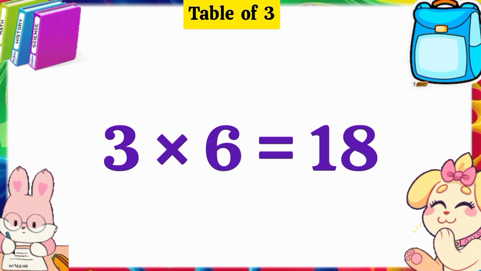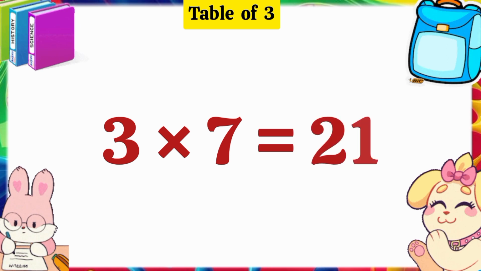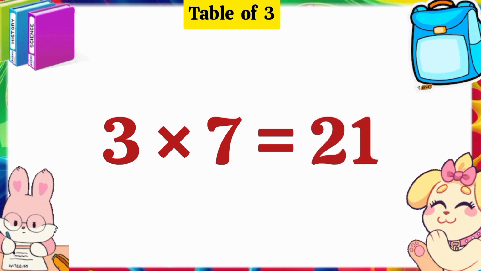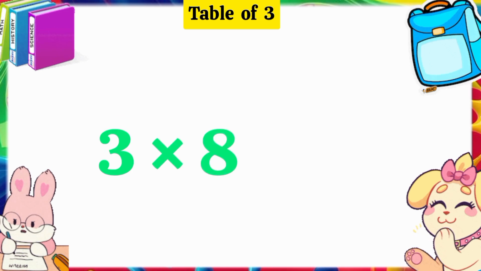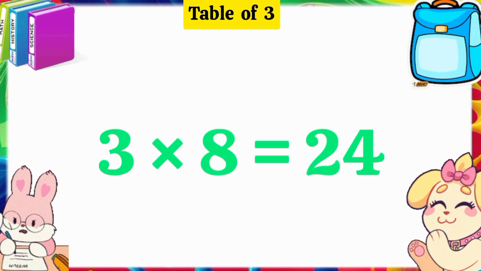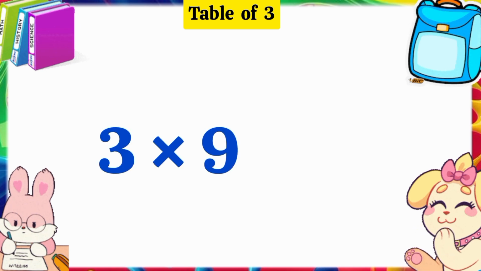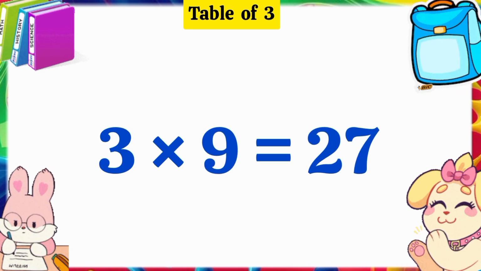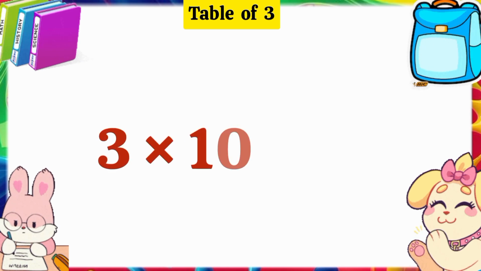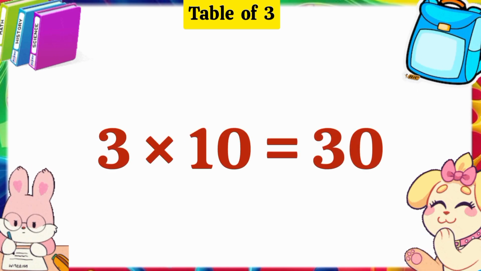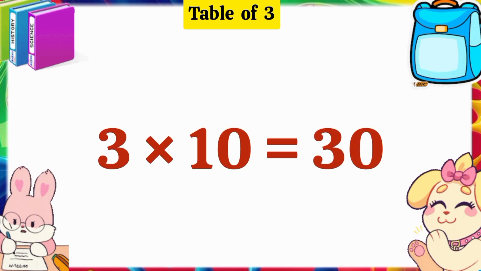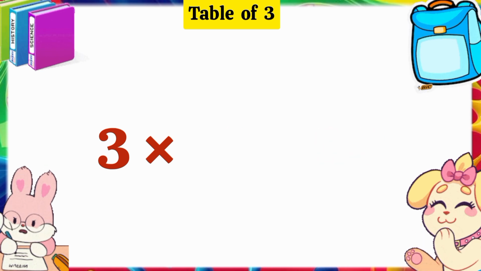3 sixes are 18. 3 times 7 equals 21. 3 sevens are 21. 3 times 8 equals 24. 3 eights are 24. 3 times 9 equals 27. 3 nines are 27. 3 times 10 equals 30. 3 tens are 30. Repeat after me loudly.